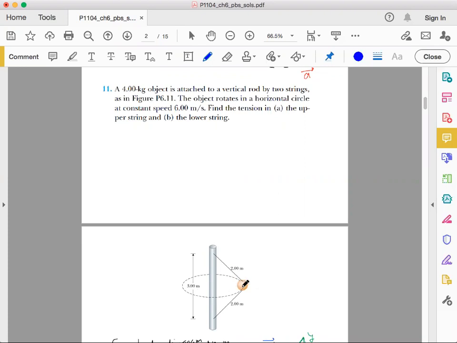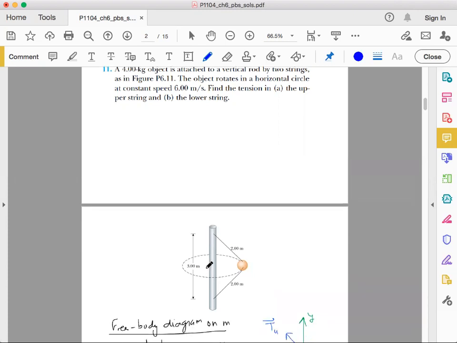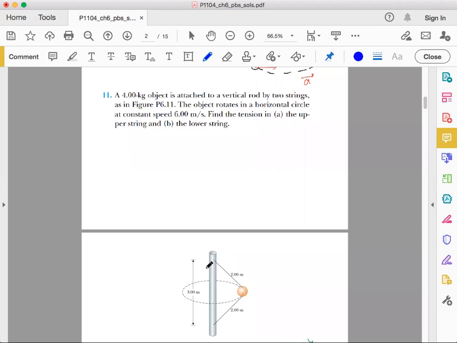What we have is this is the bob, which is attached to a vertical rod by means of 2 strings, as you can see in here. The strings have the same length, which is 2 meters, and the length of the rod is equal to 3 meters. And the bob is just moving along a circular path in a horizontal circle. So it's moving in the horizontal plane, sorry, at a constant speed, which has the value of 6 meters per second. Now, what we need to determine is the tension, both in the upper string and in the lower string.